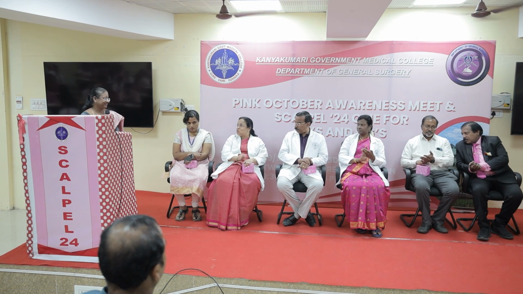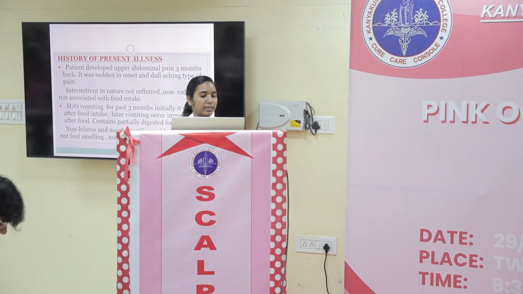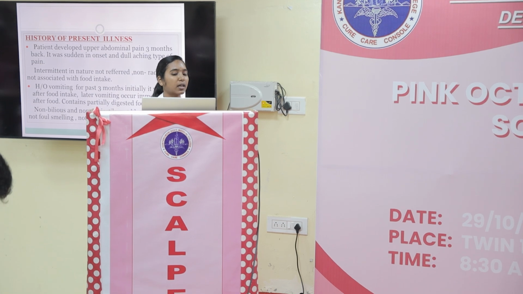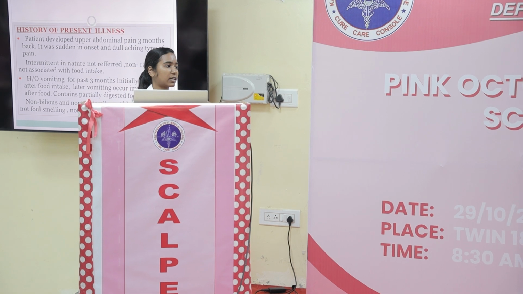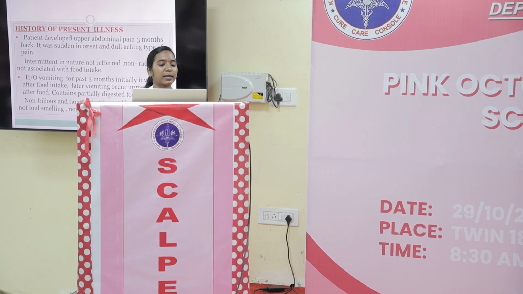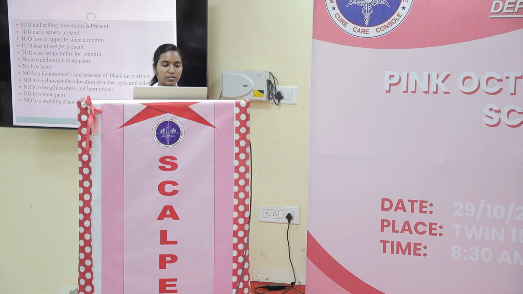Back, it was sudden onset of dull aching type of pain, and it is intermittent in nature, not referred pain, and it is not associated with food intake. Then coming to the vomiting, history of vomiting is for past 3 months. Initially it was 1 hour after food intake, then it progressed to immediately after food intake. It contains partially digested food particles, non-bilious and non-projectile vomiting. It is not blood stained, and it is not foul smelling. It is not relieved by the medications. And a positive history of ball rolling movement is present in the upper abdomen. History of early satiety, loss of appetite and loss of weight is present. History of easy fatigability is present.